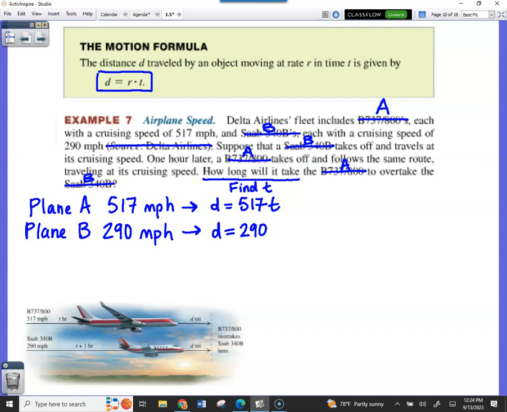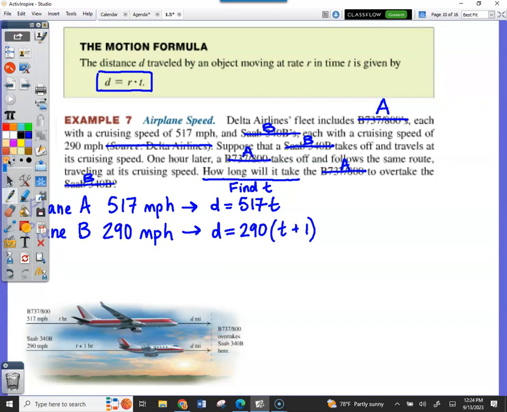1 more hour. So right here, I'm going to put t plus 1 because it's the time in the air, but the 1, and if you need to, make a note to yourself, they had a 1 hour head start. Now we're looking for where they are equal to each other. Well, what do you notice both of these equal?